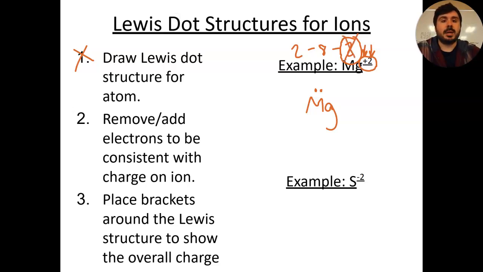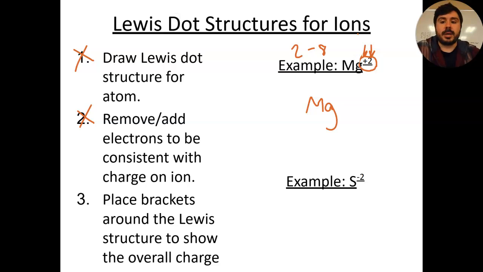Again, it's going to be these 2 electrons here. So our new configuration, like we're used to, is going to be 2-8. What happens here, guys, is that the 2 electrons we have on this Lewis structure for our magnesium atom disappear, just like they did in our Bohr model for a magnesium ion. So that's step 2. We removed 2 electrons to be consistent with the charge on the ion.